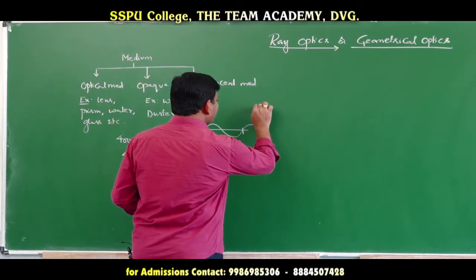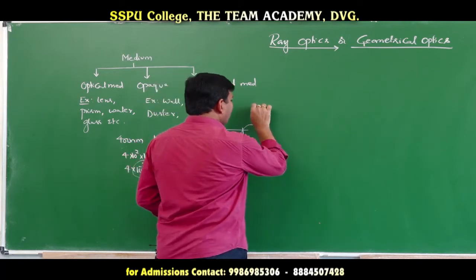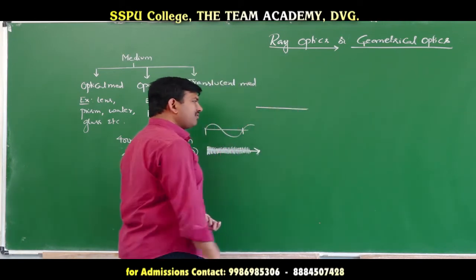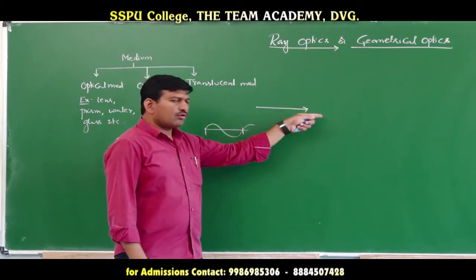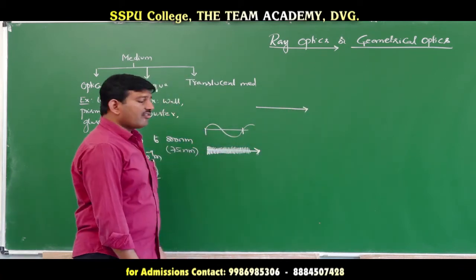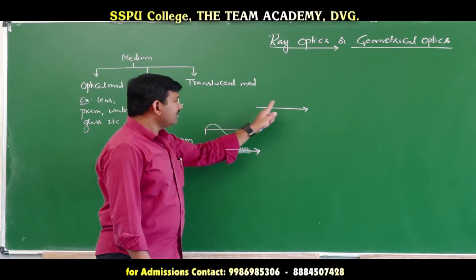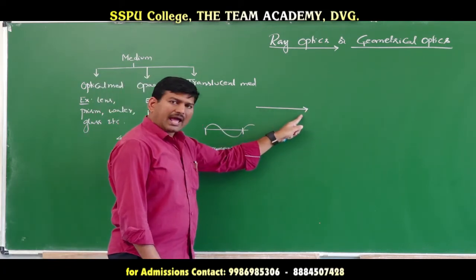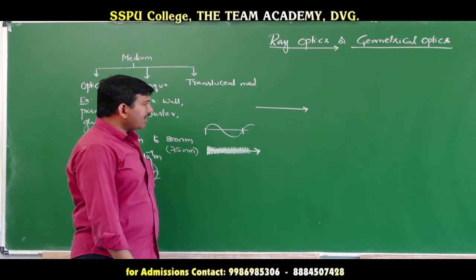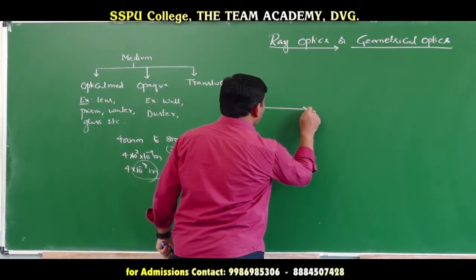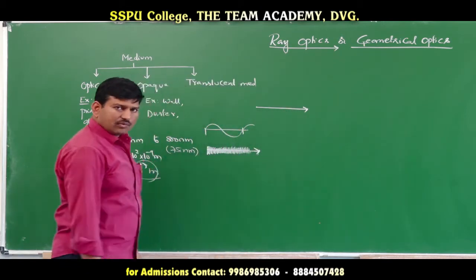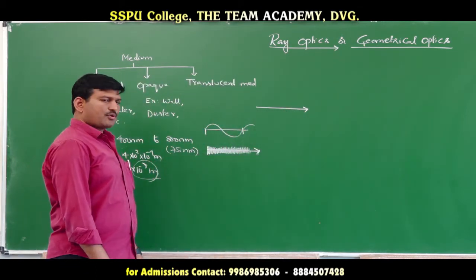Therefore, the arrow will indicate the direction of propagation of the light ray. So, a light ray is represented graphically by a straight line followed by an arrow. A line followed by an arrow is the representation of a ray. This is the line and it is followed by an arrow. The arrow gives the direction of the ray. Is it clear? So, this is the representation of a ray in optics. The arrow will indicate the direction of propagation.